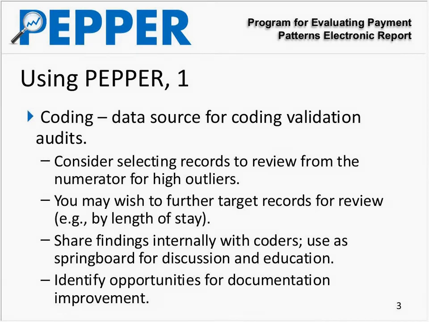In the coding arena, providers can use Pepper to support their coding accuracy audits. For example, if they are a high or a low outlier in one of those target areas that's focused on coding accuracy, they can select medical records for a coding review. The results of the audit can be shared in a roundtable discussion format to help promote shared learning. This is a great opportunity to discuss difficult coding issues and strive for internal consistency.